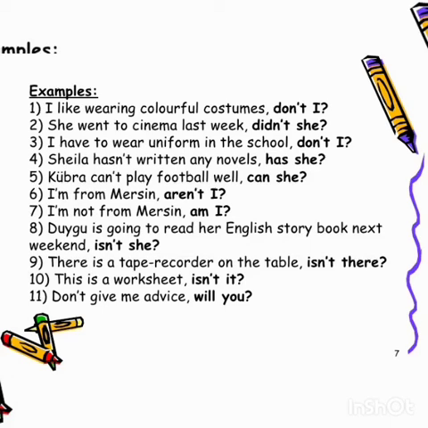Next, Daigu is going to read her English story book next weekend, isn't she? There is a tape recorder on the table, isn't there? This is a worksheet, isn't it? Don't give me advice, will you? So this is a worksheet. If it is anything, it refers to anything, it will be used. So it is a pronoun here. So the tag for I am is aren't I; I am not is am I.